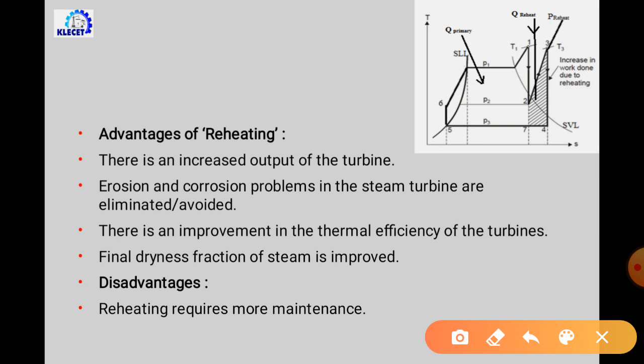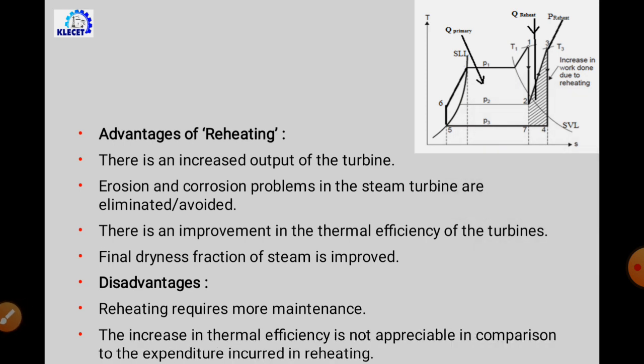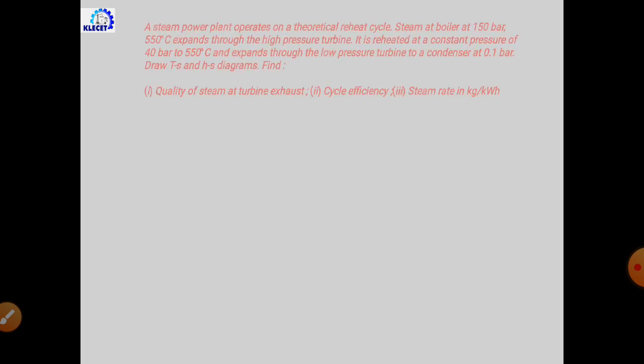In the schematic diagram we have understood, we need to add a reheating process in the cycle, so it requires more boiler tubes inside the boiler for reheating. So then again, the increase in thermal efficiency is not appreciable because we have to fire extra fuel for the reheating process inside the boiler.